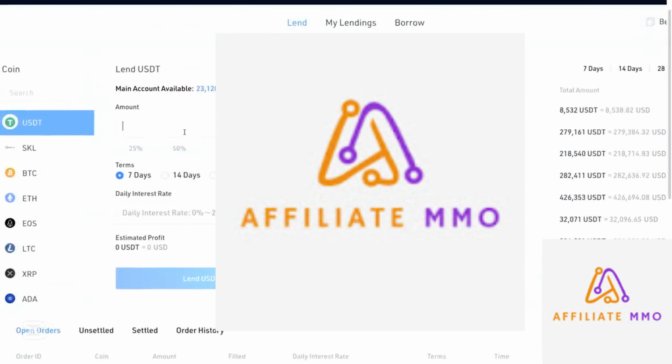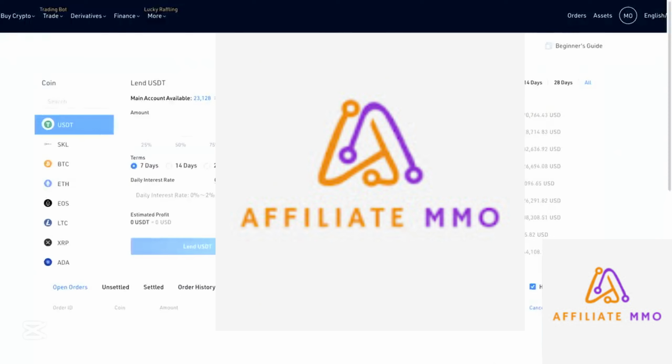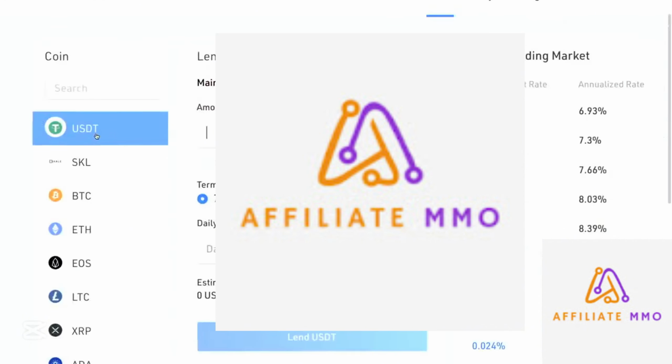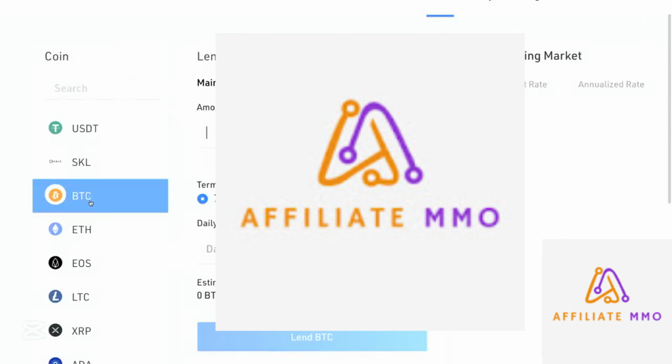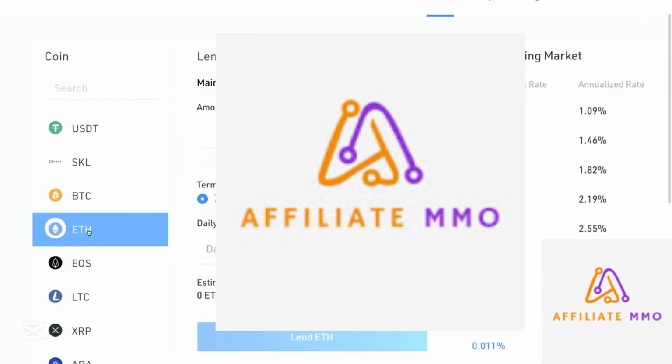This is a money market. It's an open money market. So what that means is that people are bidding for your money, basically. So people need to borrow money, and you can lend it to them if you have it. You can see on the left-hand side, you can lend a lot of different coins on Kucoin. US dollar tether, you can lend Bitcoin, you can lend Ethereum. They're all going to have different markets and different rates.